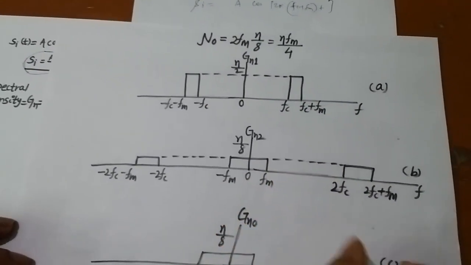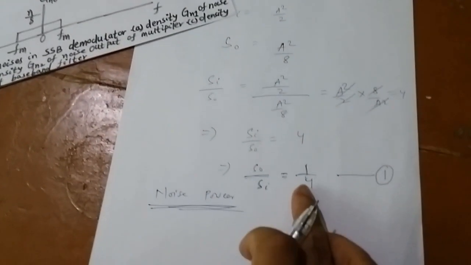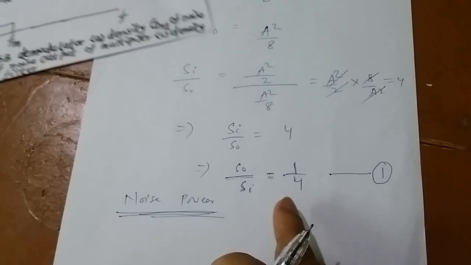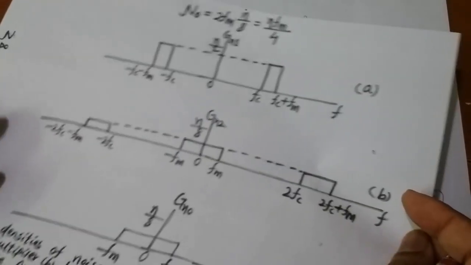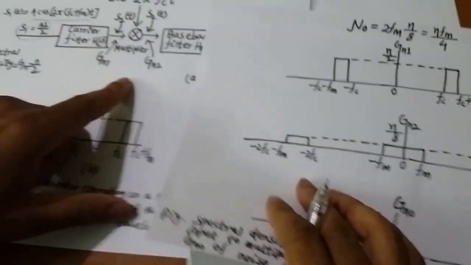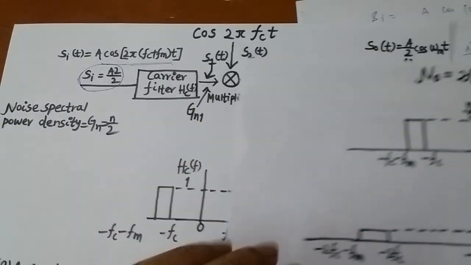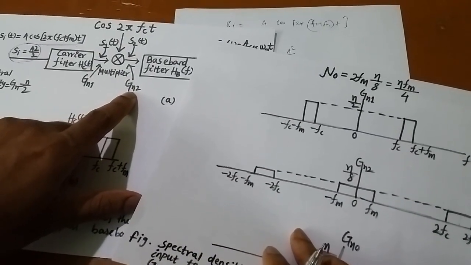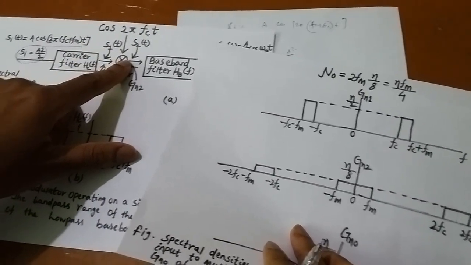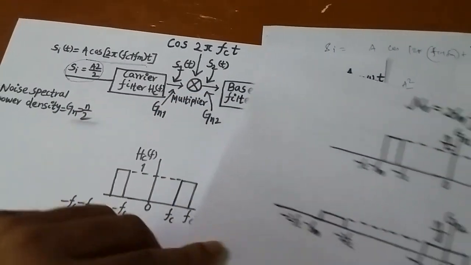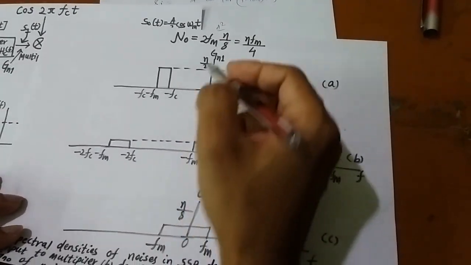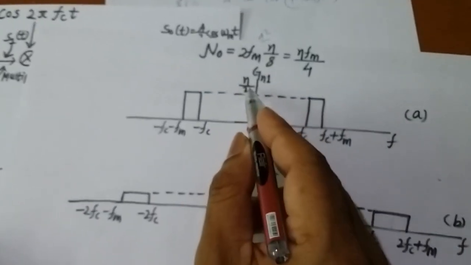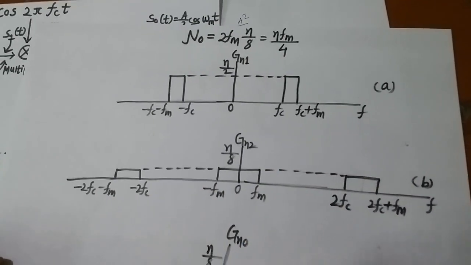Now you have seen that after the mixer, the signal has become 1 by 4th. Similarly, for the noise power spectral density Gn1, before the multiplier Gn1 was eta by 2. After the multiplier, the PSD is Gn2. As the signal has decreased by a factor of 1 by 4th, similarly the noise will be decreased by a factor of 1 by 4. So the power spectral density was eta by 2, now it is eta by 8.